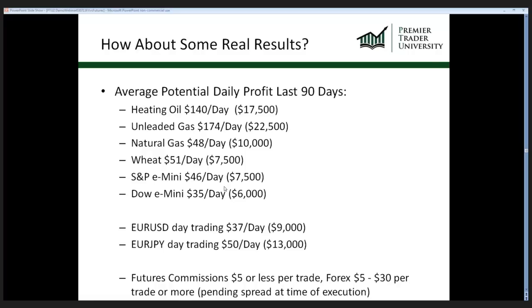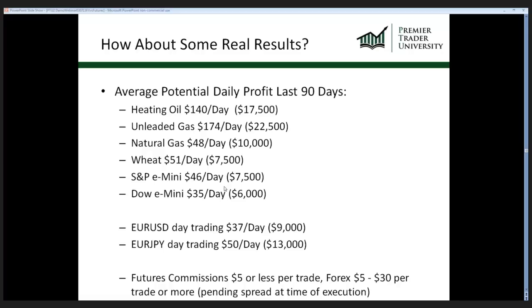That's how much capital. Could you trade with less? Of course, but you'll have to be more aggressive in your risk. If you want to get it down to 5,000 or something like that, you've got to be a little bit more aggressive. But you can see that even in the worst case, the Dow E-mini, $35 a day, you need $6,000 for very, very conservative risk.